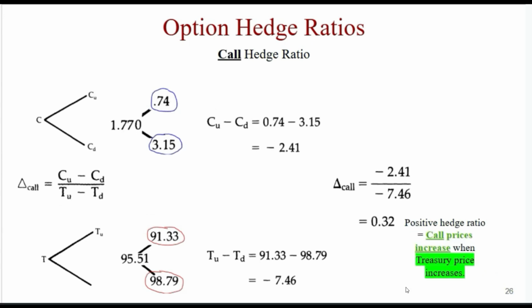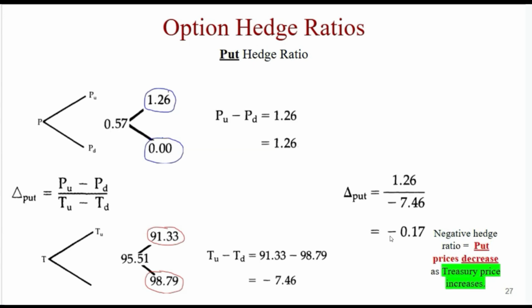And a hedge ratio of 32% means that for every dollar increase in bond price, there's a 32% increase in the option price. And the same process applies for finding the hedge ratio for a put 1 year from today.